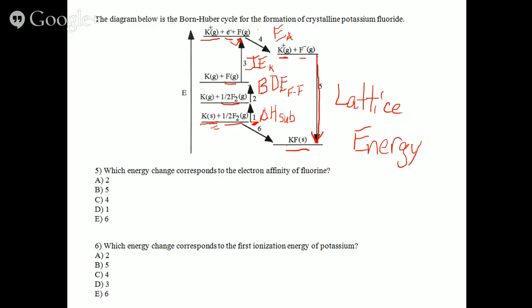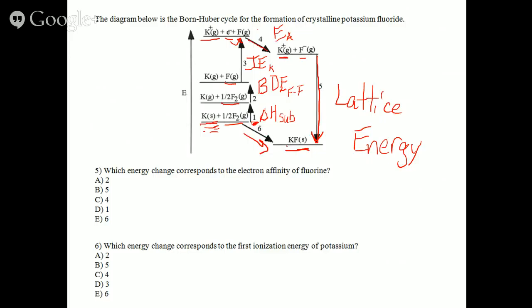These steps where we went up are all investing energy. It takes energy to sublime the potassium. It takes energy to break apart the fluorines. It takes energy to remove an electron from the potassium. And then up here, the electron being gained by fluorine is favored, right? That's why it goes back down. And then the two oppositely charged ions come together. That's favored down here. Now remember, 1, 2, 3, 4, and 5 should equal 6.